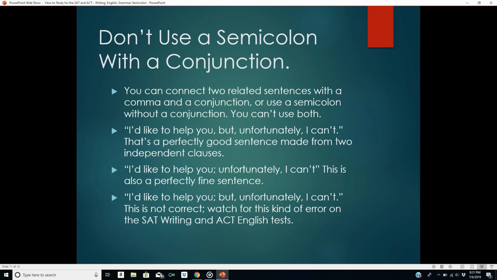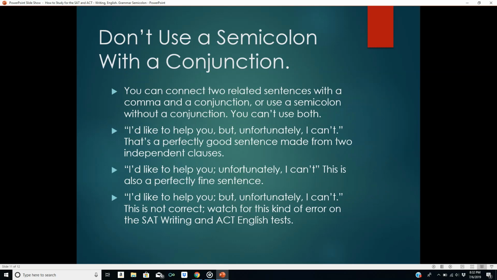Don't use a semicolon with a conjunction. You can connect two related sentences with a comma and a conjunction, or use a semicolon without a conjunction, but you can't use both. "I'd like to help you, but, unfortunately, I can't." That's a perfectly good sentence made from two independent clauses.